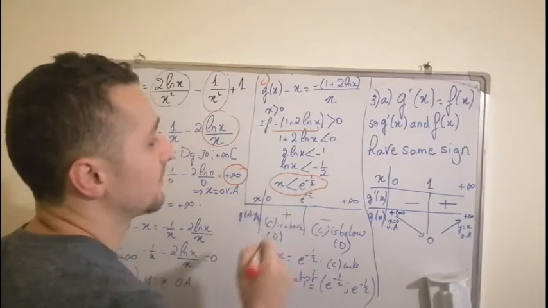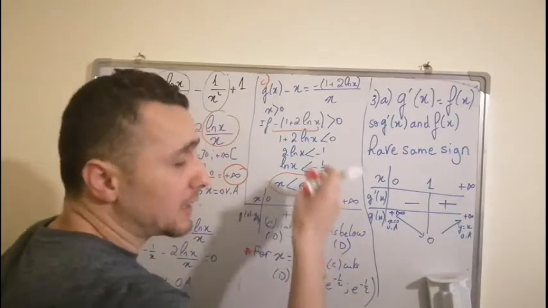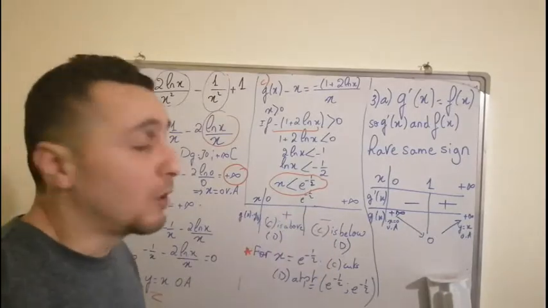We read this result. Okay? And we draw a table of sign.